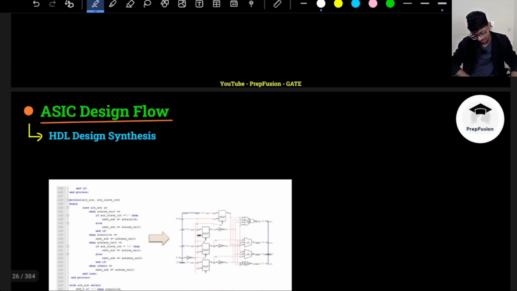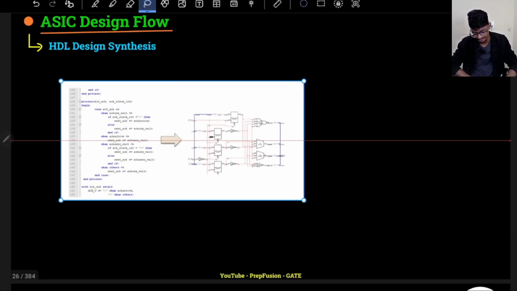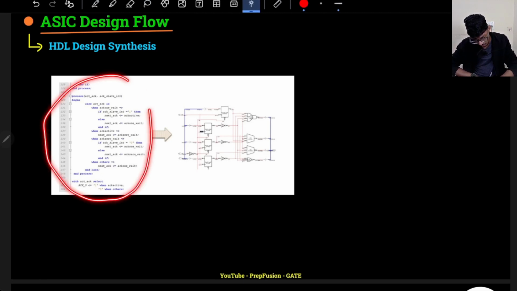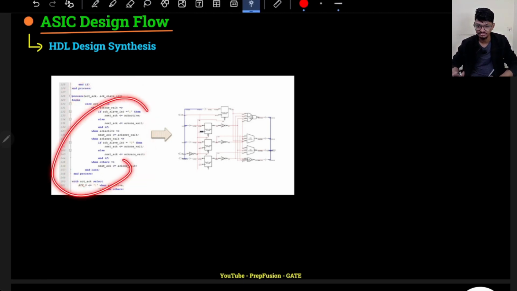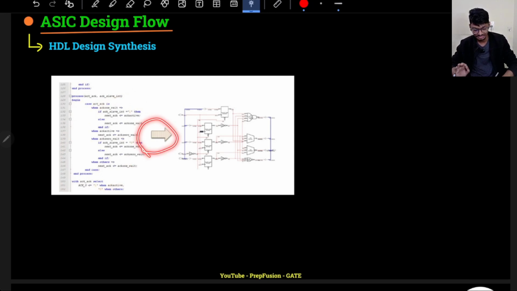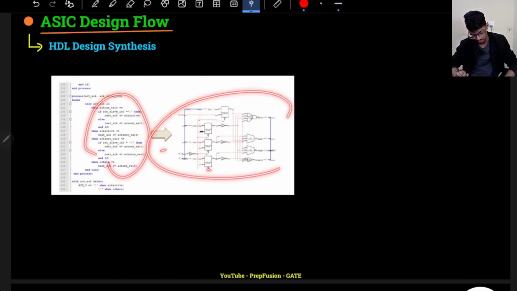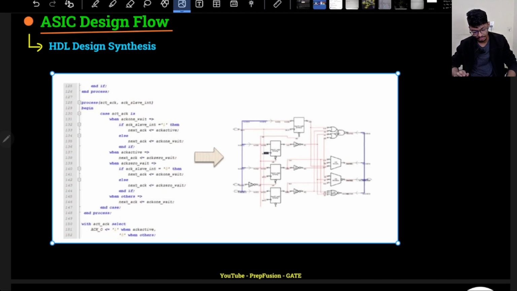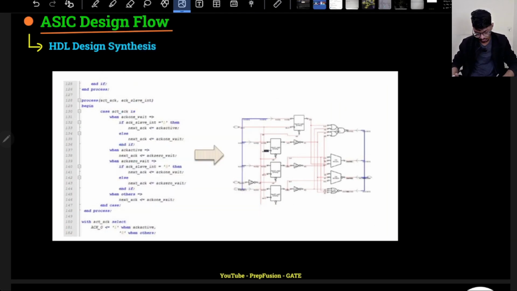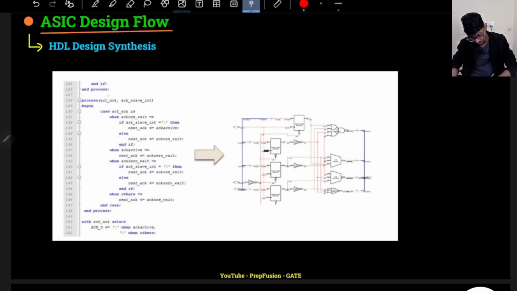So this is what an HDL design synthesis tool does. If I have a code like this, I will not explain what this code is. Basically, HDL code converts this code into hardware. I will just zoom it out. It will convert this code into a hardware. Now there will be some inputs, these are all the inputs, and there will be outputs as well. Don't worry about this code, we'll understand it. The interconnections are decided by this code.